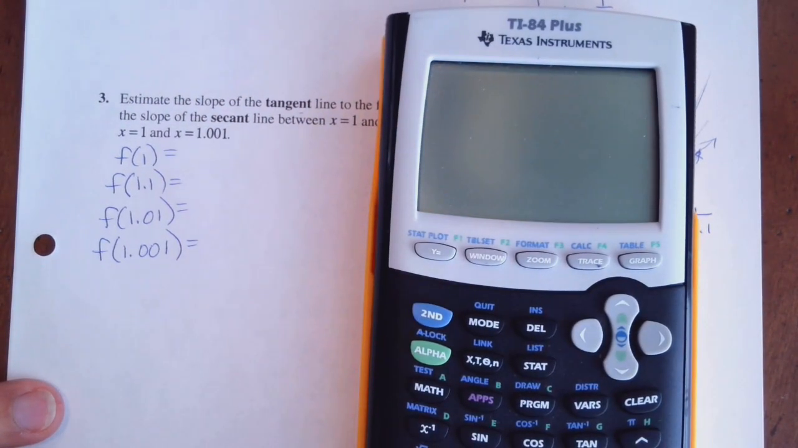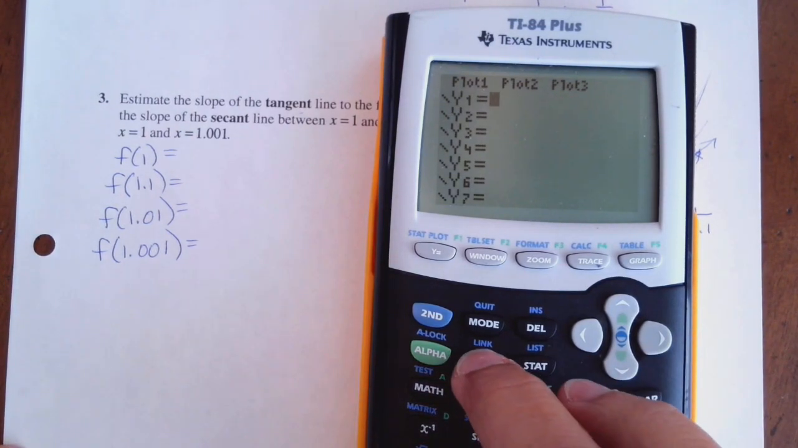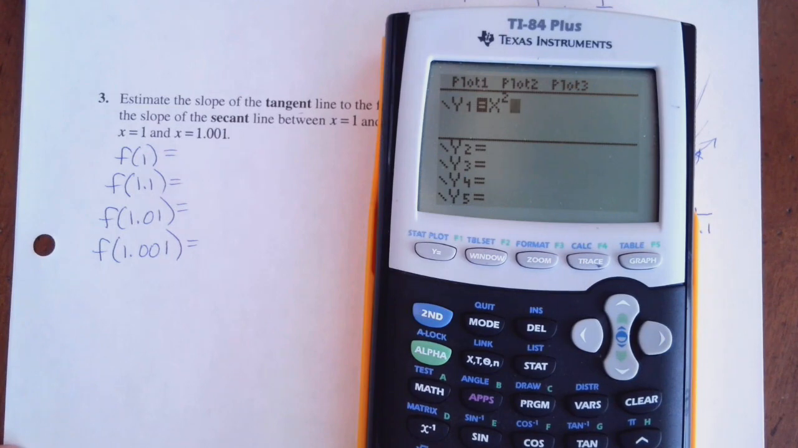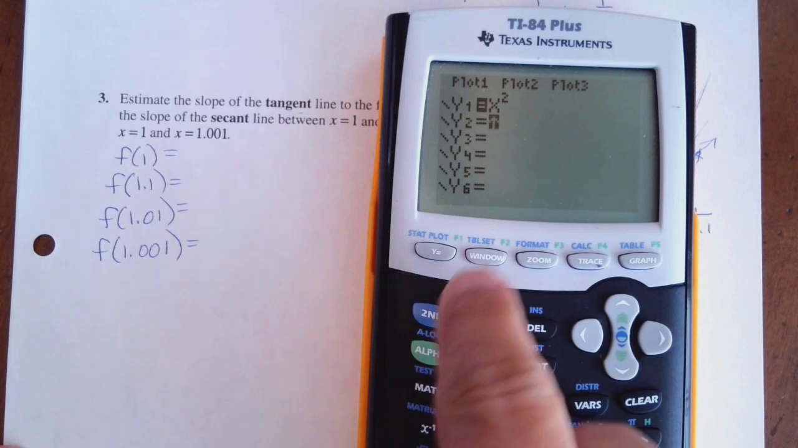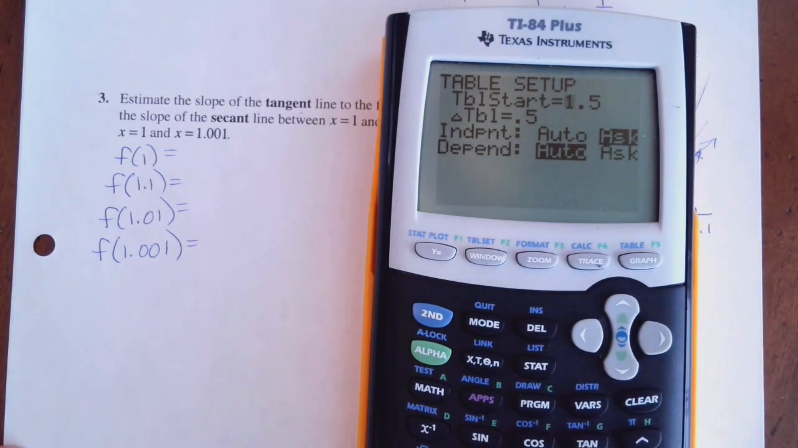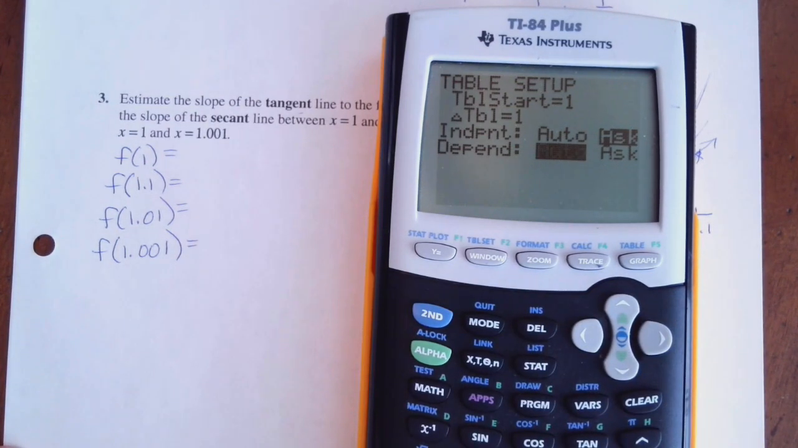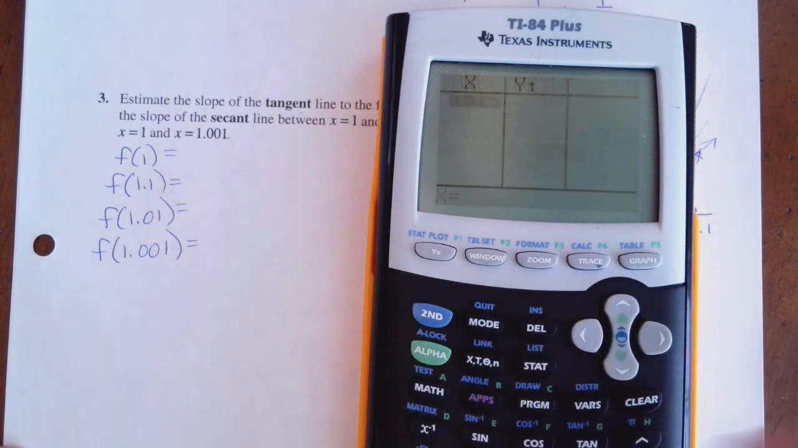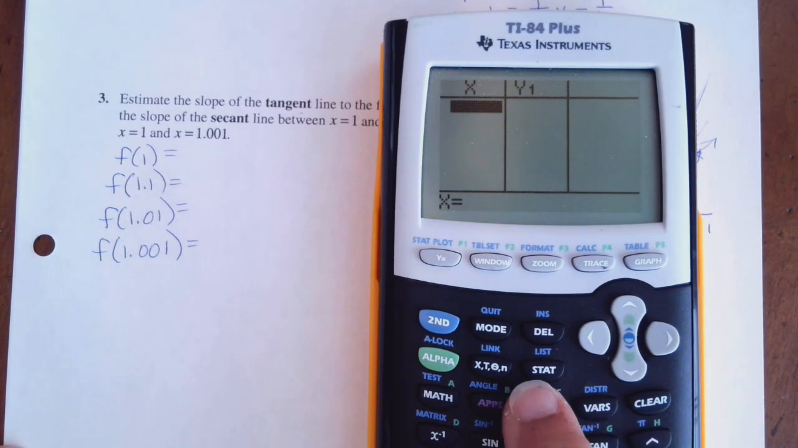If you haven't done that yet, go to y equals and plug in x squared. Then go to the table. Remember, go to second window, and if you didn't do that, put your independent variable on ask. Make sure that's on ask. Then go to your table, and you should have a blank table. If you have numbers here, just hit your delete key, and those will go away.